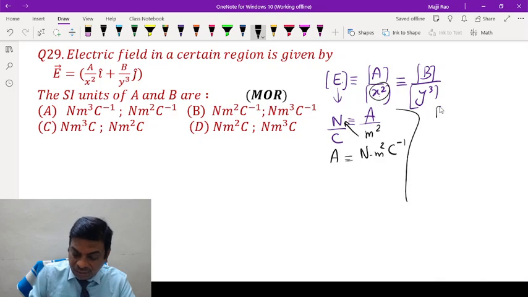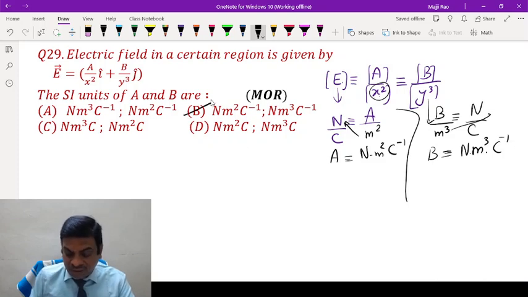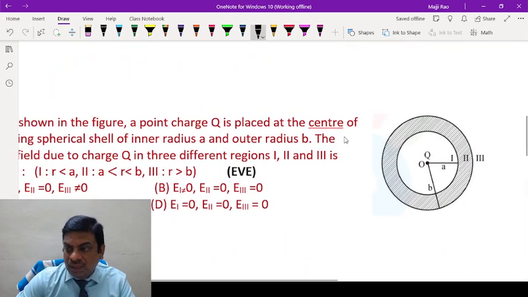Similarly, coming to this, the dimensions of B upon y will be again in meter. Meter cube will be equivalent to Newton per coulomb. So B will be equivalent to Newton meter cube per coulomb. So B option is the correct option. You can see Newton meter square per coulomb and Newton meter cube per coulomb. Right. Moving on to the next question.